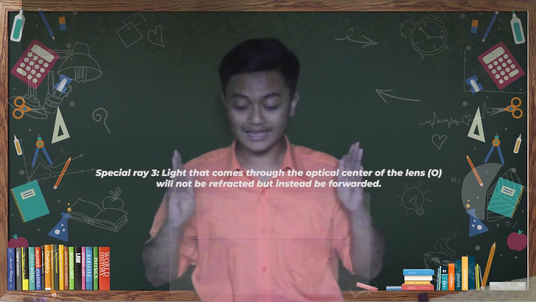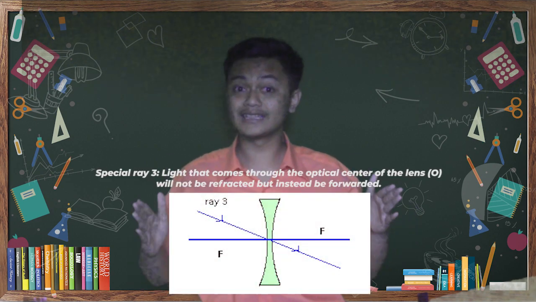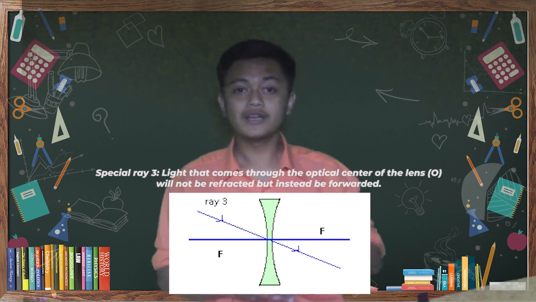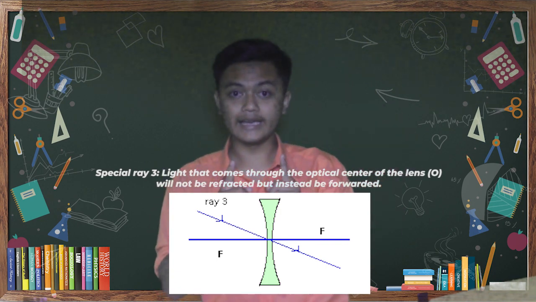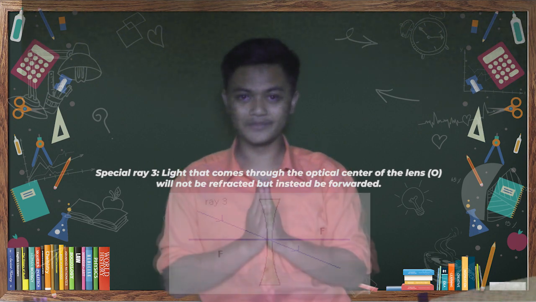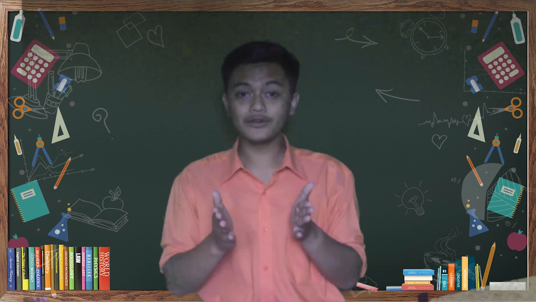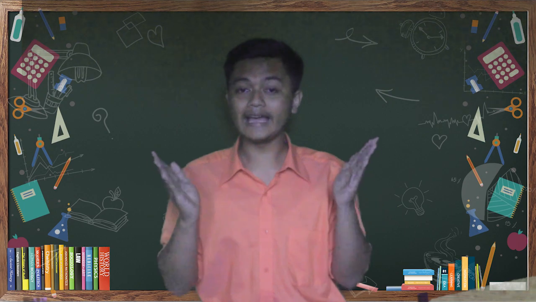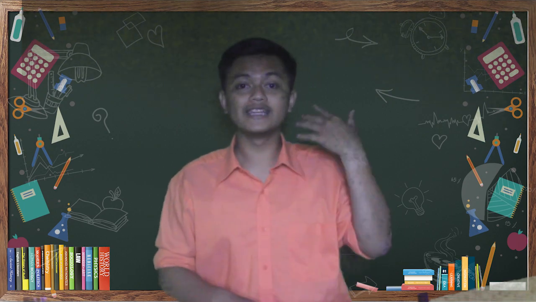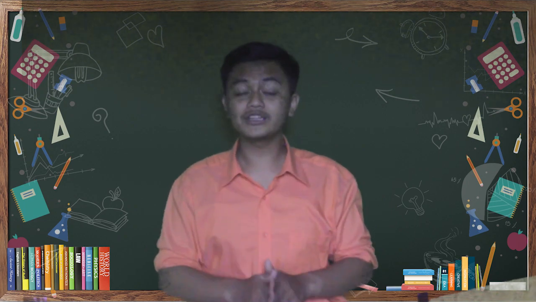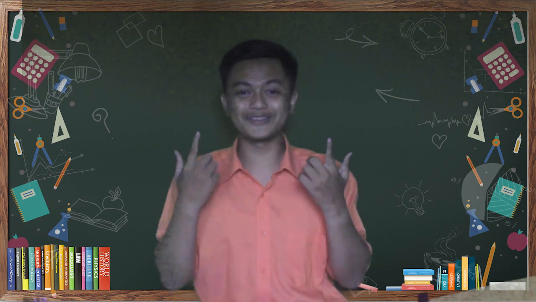And then the last special ray, which is the third ray, says that the light will come through the optical center and then will instead be forwarded, not refracted. So that's all about the special rays of the convex lens and the concave lens. And then after you know about the special rays in the convex lens and the concave lens, I will tell you about how to make the image formations of the convex lens and the concave lens.